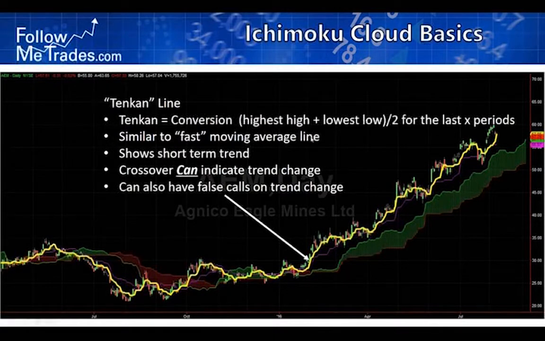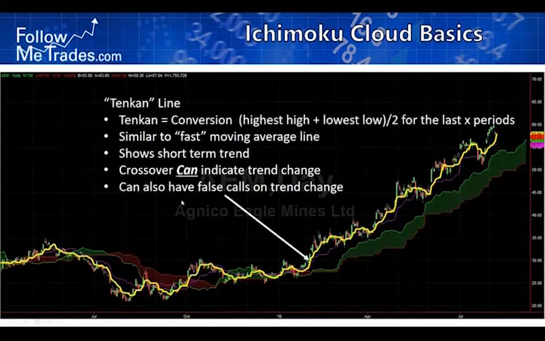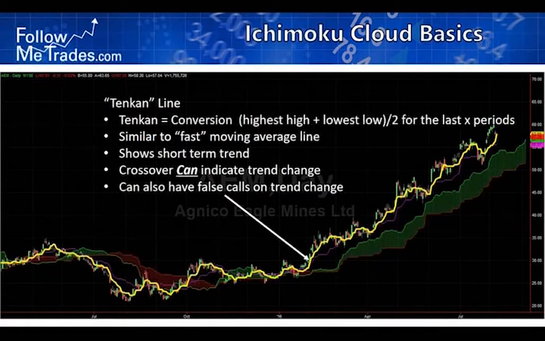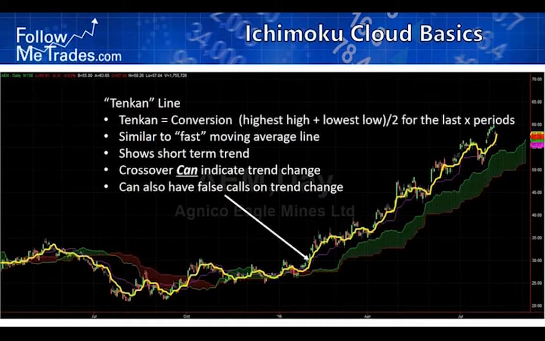Okay, Ichimoku Cloud, 5 elements that I use. First one is the Tenkan line. I've bolded it here. It's this yellow bold line I'm pointing to. That's a fast line. It's called the conversion line. Very similar to a simple moving average line. A simple moving average is calculated by taking the average of the closing prices in a fixed number of look-back bars. The Ichimoku Tenkan takes the highest high, lowest low average. So a little bit different calculation.